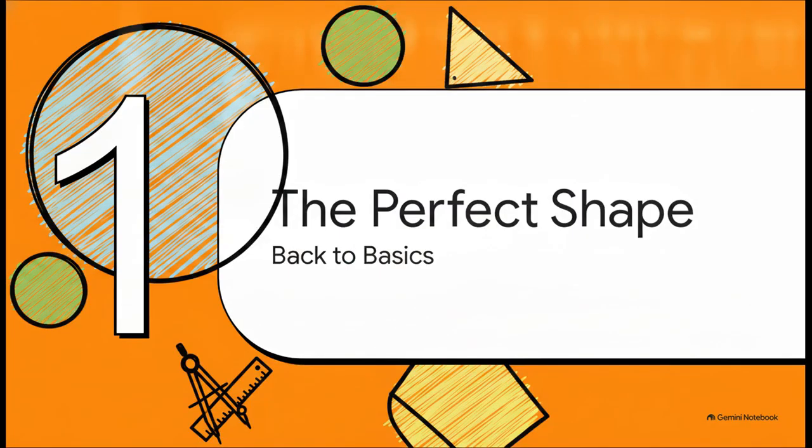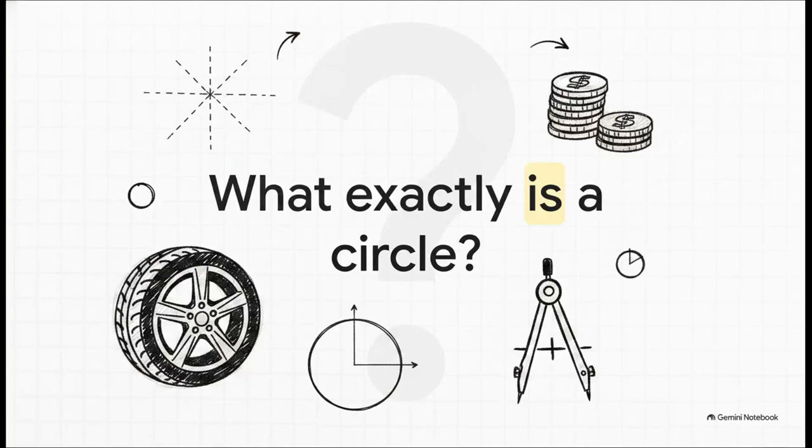The perfect shape. Back to basics. So we literally see them absolutely everywhere in our daily lives, right? From the wheels on our cars to the coins in our pockets. But mathematically speaking, what exactly is a circle? Well, it's actually way more than just a round line drawn on a piece of paper. If we want to truly grasp the theorems we'll be discussing today, we first have to understand the fundamental law that governs this entire shape.